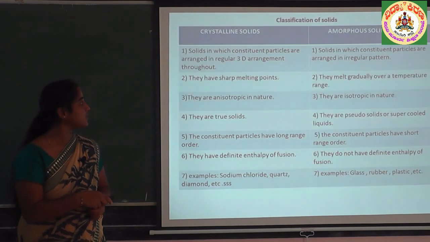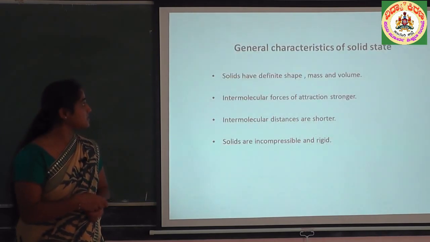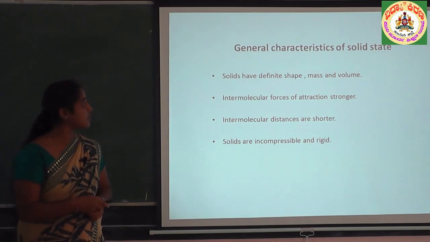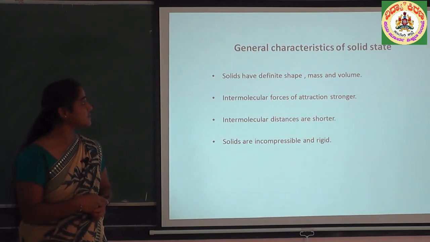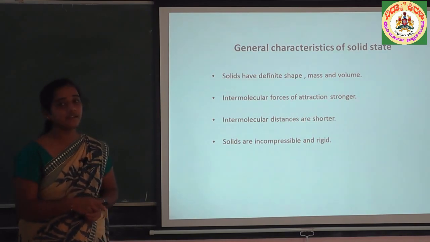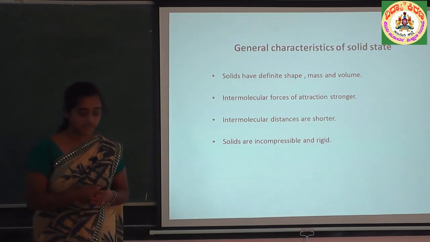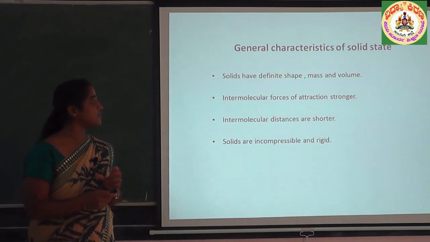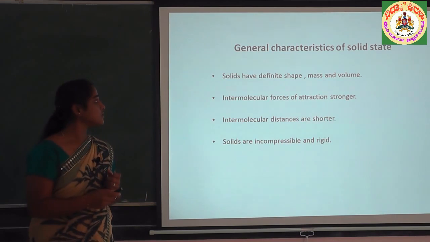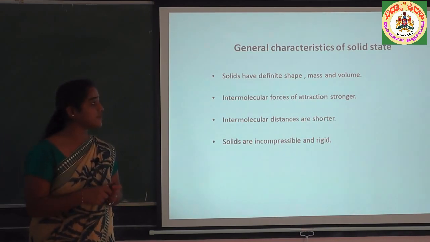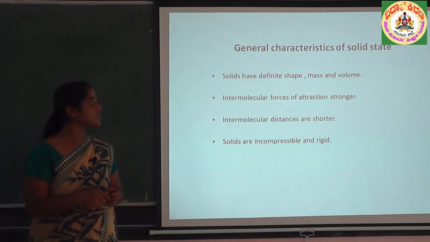Next we will move to general characteristics of solid state. This is a very important one. What is the first one? Solids have definite shape, definite mass and definite volume. Suppose I take the example of a chalk piece. It is made up of small particles, so it has a definite shape, and it has some mass and some volume.